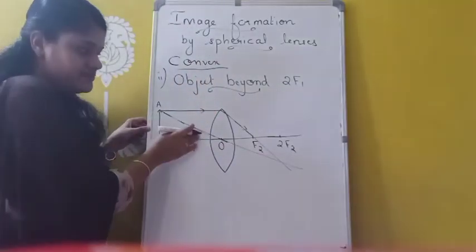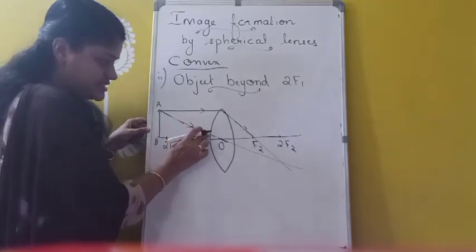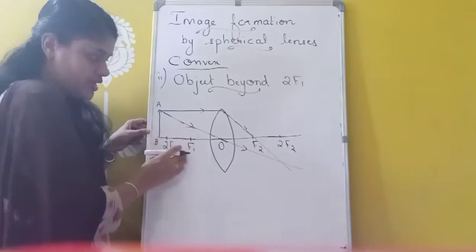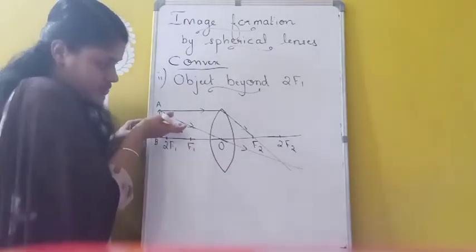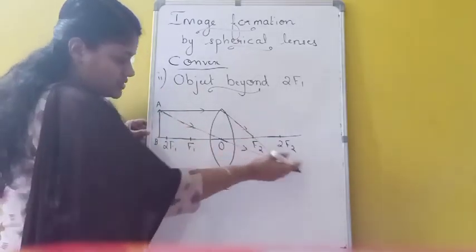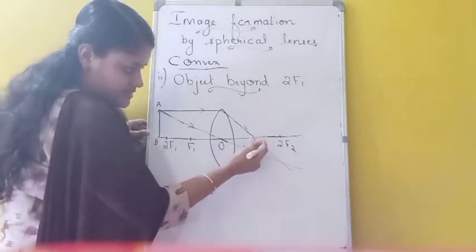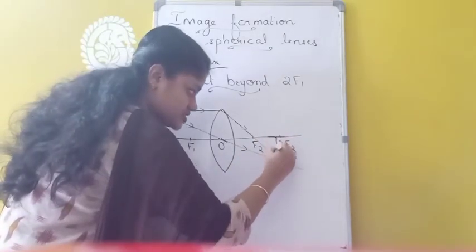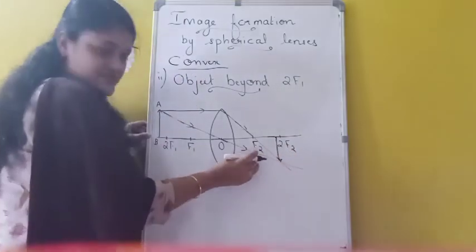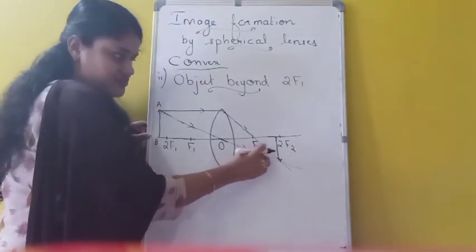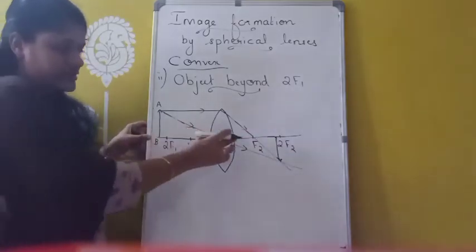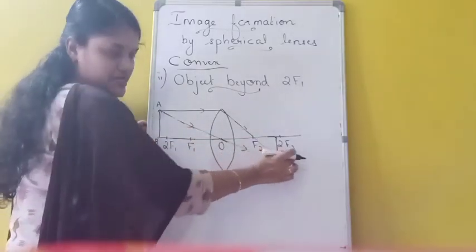Optic center. It will not undergo any deviation. That means it may be going straight. So it will not undergo any refraction. So it may be going straight like this. And both the light rays are meeting at a point between F2 and 2F2. That means here only we are getting the image. That means we are getting the image between F2 and 2F2. So when the object is beyond 2F1, the image we are getting is between F2 and 2F2.